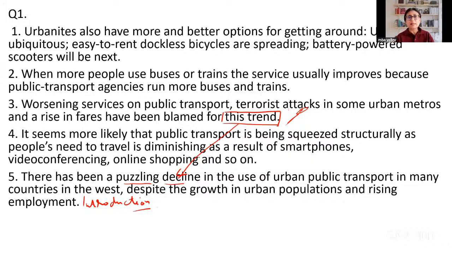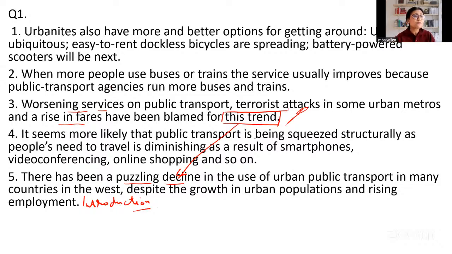तो उसने पहला बताया कि puzzling है काफी, और उसके बाद उसने बताया कि causes क्या क्या हो सकते हैं. उसने causes यहाँ पे सेंटेंस नंबर 3 में ट्रेस करे. वर्सनिंग सर्विस है, टेररिस्ट अटैक्स हैं, हुए हैं कई बार, राइट, और फेयर्स भी राइस पर हैं. सो उसके ऑथर के हिसाब से दिस हैज टू बी ब्लेम्ड फॉर दिस ट्रेंड, right?